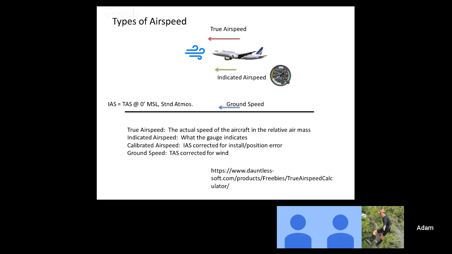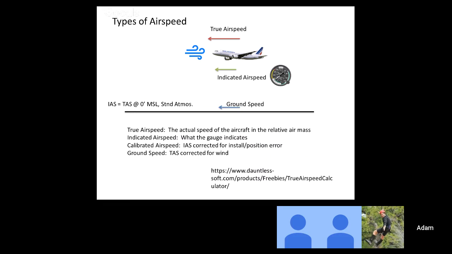As opposed to true airspeed. True airspeed is the speed at which the aircraft is moving in the air mass that it's currently located in. So right away, you're kind of like, that's pretty confusing, right? Because the airspeed indicator should probably sync up with what your true airspeed is, right?